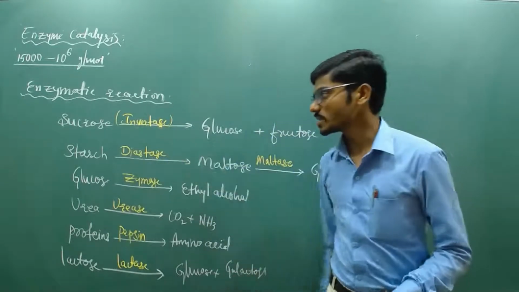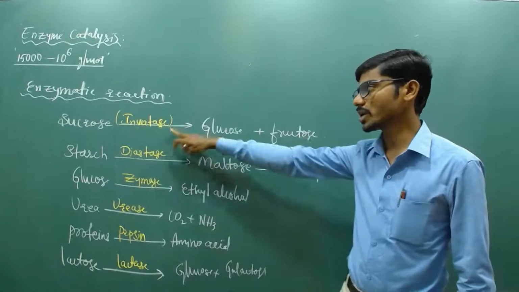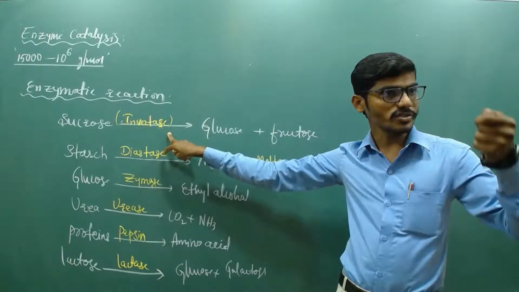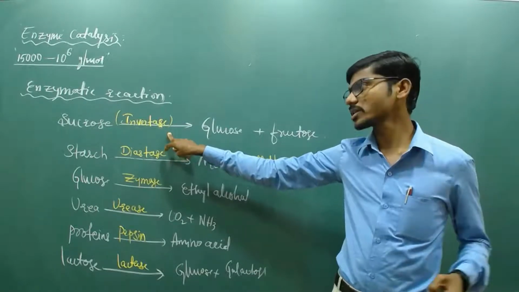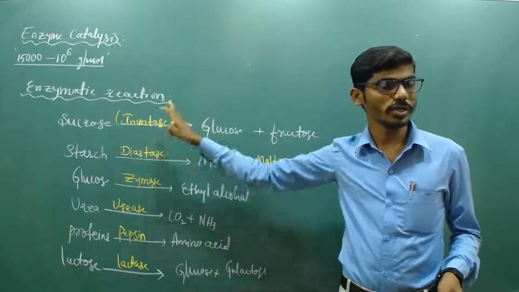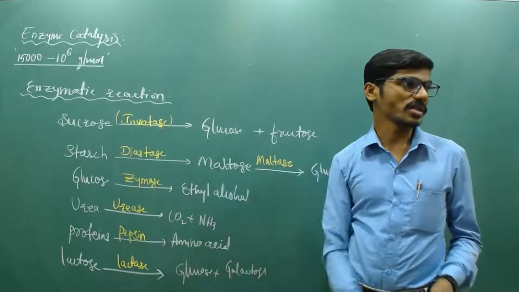So these are some examples where sucrose can be converted to glucose and fructose by using an invertase. So particularly, which of the following enzymes can catalyze the reactions from X to Y? I can ask the particular examples. You need to remember this. I think in biology also you might have studied this enzyme catalysis.